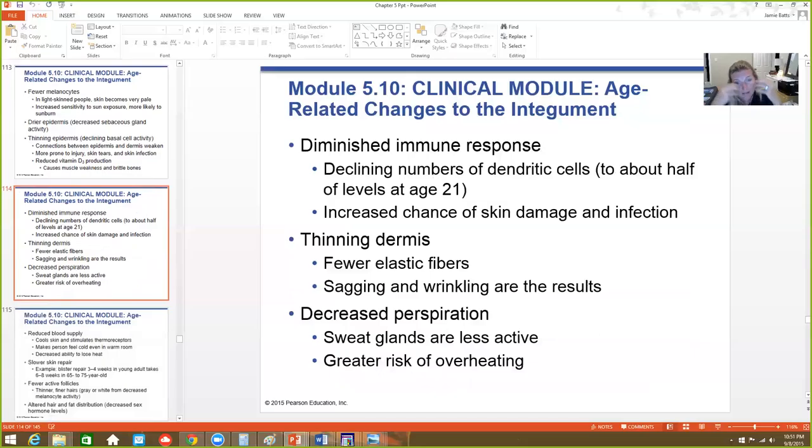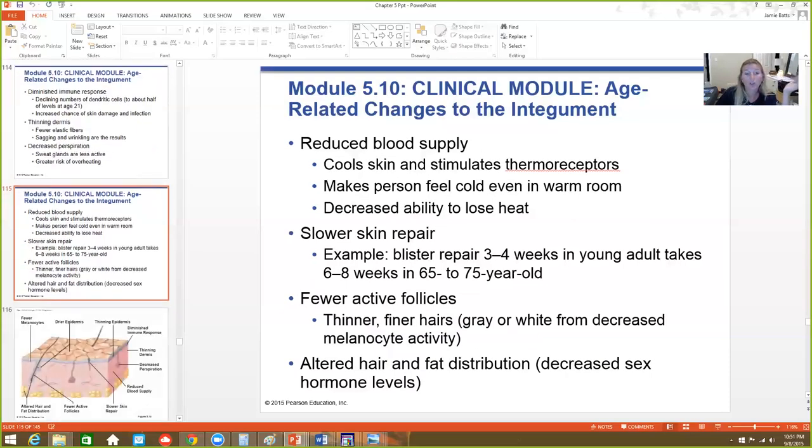Sagging, wrinkling skin, as we all know and love, is a result of that. You're also going to have decreased perspiration because your sweat glands are less active. That could be a good thing, but that also means you have a greater risk of overheating. You also have a reduced blood supply, so your thermoreceptors are not going to be as sensitive. It's going to make you feel cold, even when you're in a warm room.